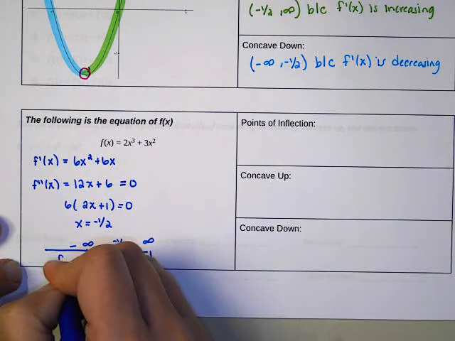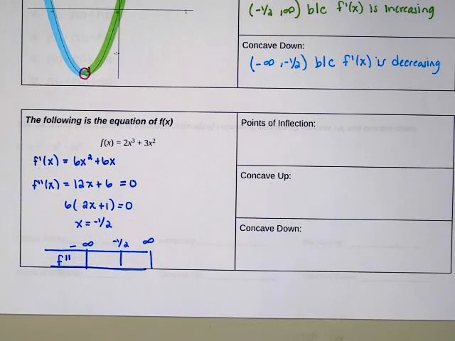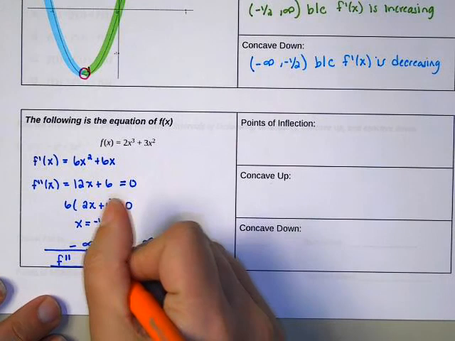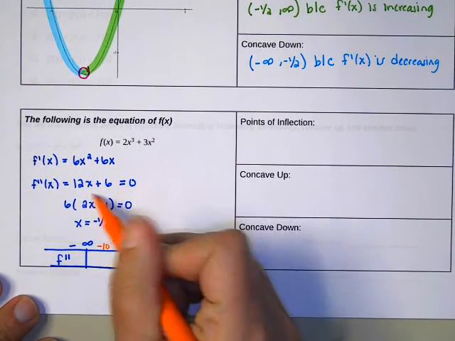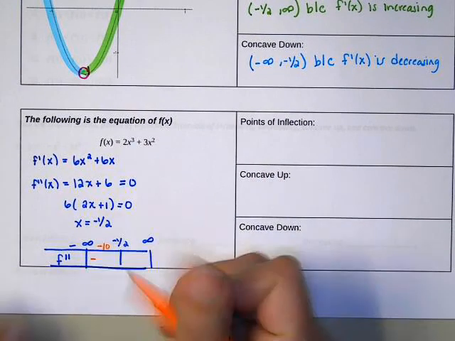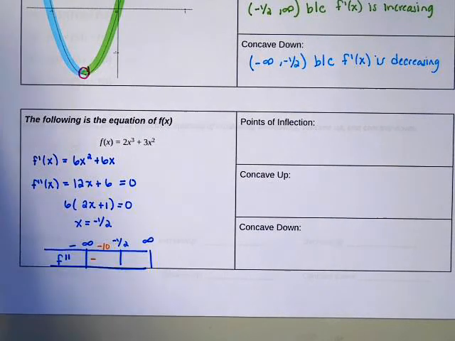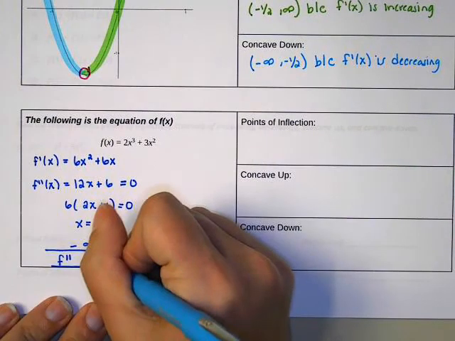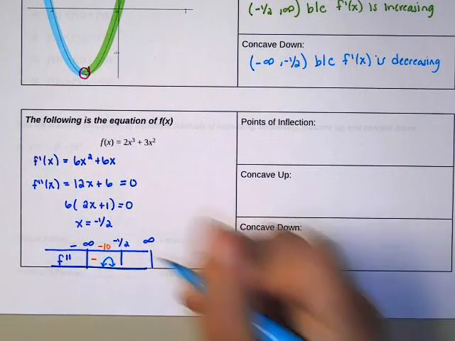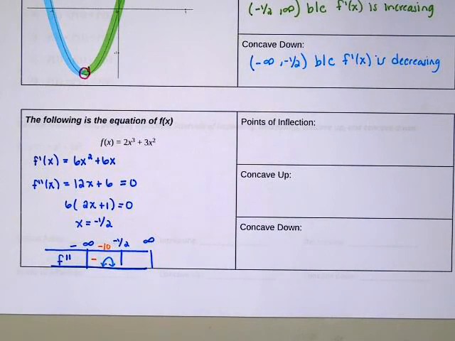So instead of putting f prime here, I'm going to put f double prime. Now if I pick a number less than negative 1/2, like negative 10, and I plug it into this equation, I'm going to get a negative number. If my answer is negative, then that means the original graph was concave down. So I'm going to draw a little picture of a frown.